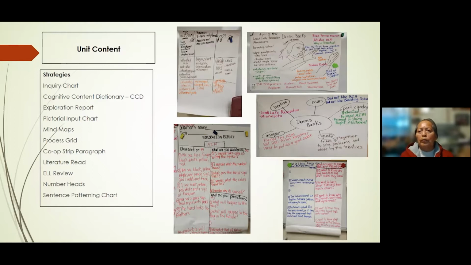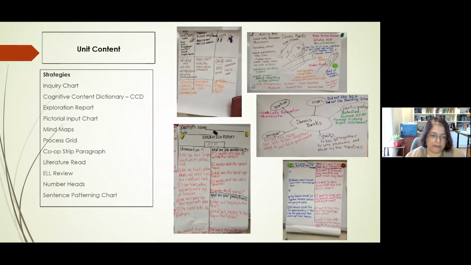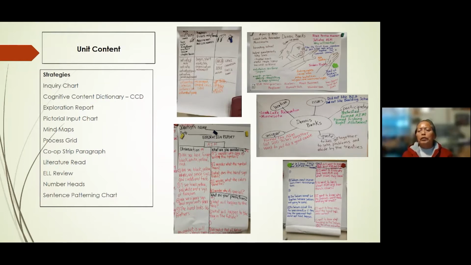For example, up on the top right-hand corner is a pictorial of Dennis Banks, where I provide them information about his life as a child, as an adult, and the things he did with AIM. And then I compact it down to a mind map and pull out key ideas about what he did. Then that went on to another chart called process grid, where we put all the leaders together and what are the key things they have in common. And then we write a paragraph out. So those are examples of how I use the strategies in helping students understand about the AIM movement and the leaders.